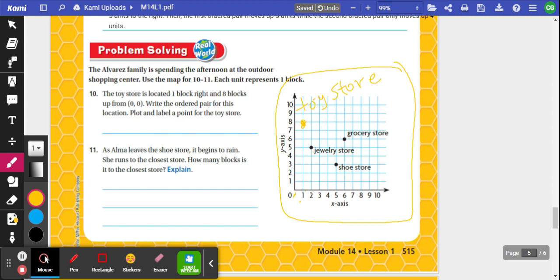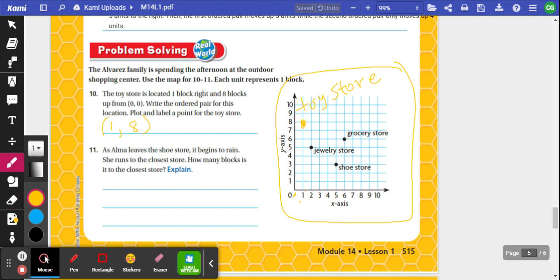All right. So remember, we're starting from 0, 0. We're going to write the ordered pair, and the ordered pair is going to be 1, 8, and there we're going to plot that. Okay.